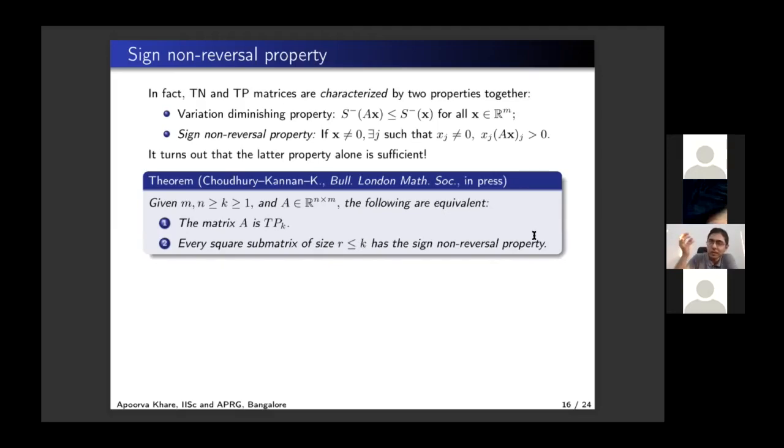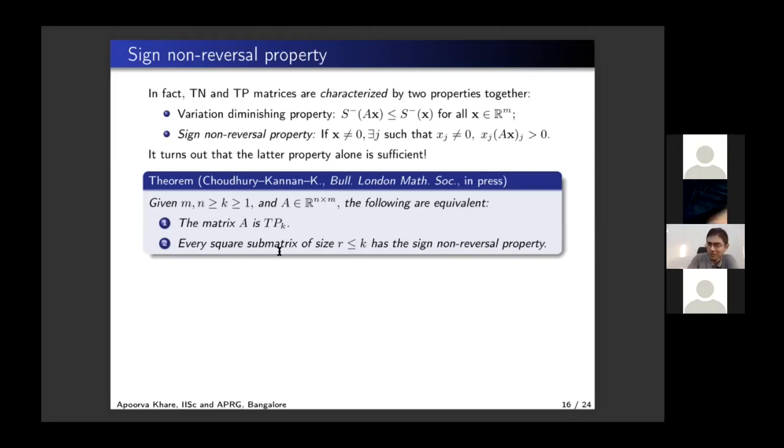So this is very similar in flavor to the spectral property I told you, right? Every square submatrix: you don't just go for the eigenvalues of one matrix being positive. You don't just go for A having the sign non-reversal property. You go for the eigenvalues of every submatrix of that size or less. Similarly, here you go for the sign non-reversal property for every submatrix of that size or less.